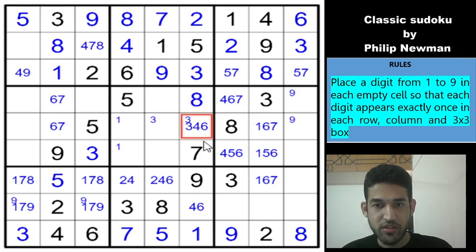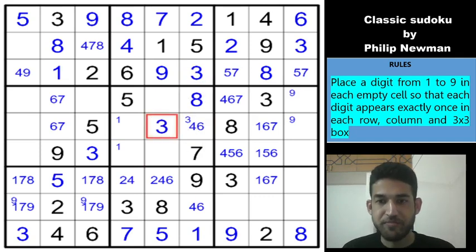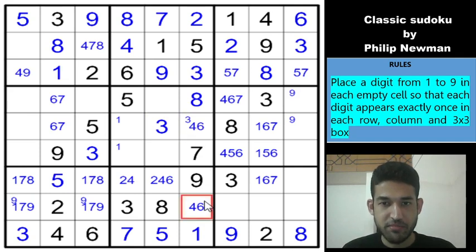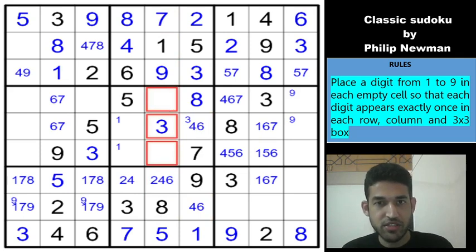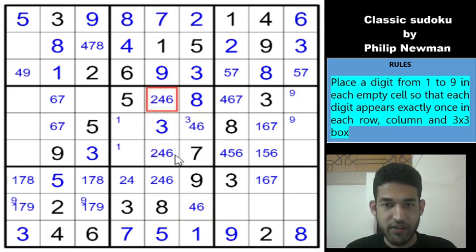So you can remove the 3 from here because of the 3 here. So 3 goes over here, right? So 4, 6 pair, okay. So let me look at column 5, 1, 3, 7 and 9, 5 and 8. So these two cells must be 2, 4, 6, and we have a 2, 4, 6 triplet.